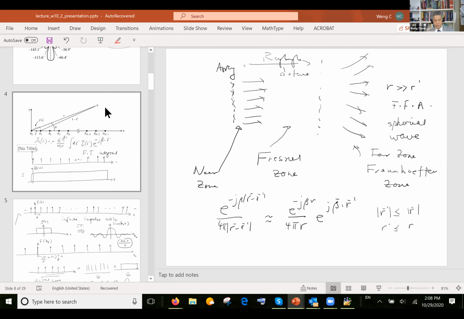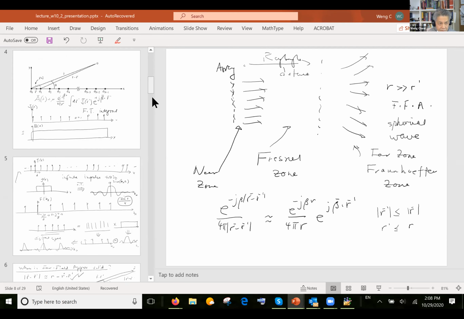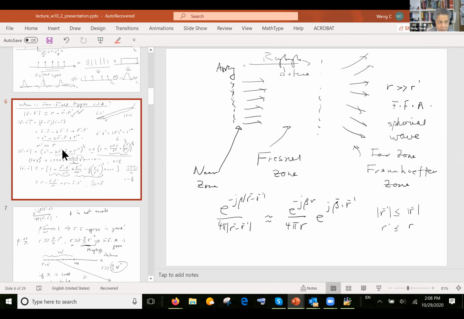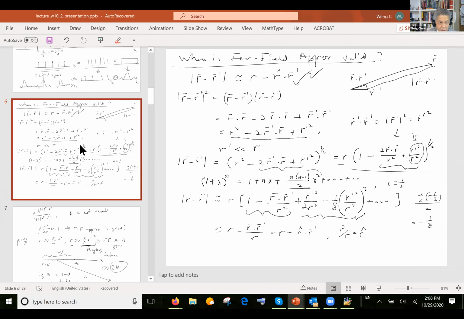Yeah, so in order to make this approximation, you only compare two numbers. You compare the numbers to decide when you can throw out these higher order terms. You can throw out these higher order terms when they are small compared to this leading order term. You compare r prime and r, for instance. In order to throw this out, you also can compare r prime and r when you throw this term out.